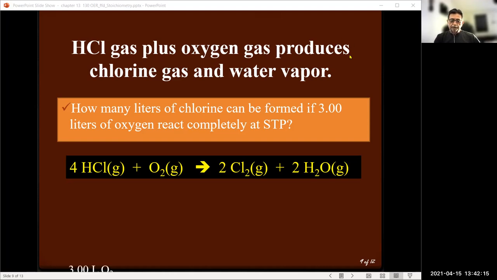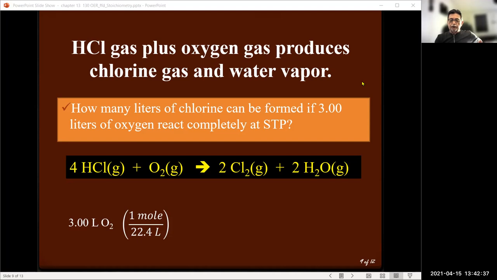Write down what we're given. The question says that we start off with 3.00 liters of O2. All right. Well, we're at STP, so we obviously can use that factor there. That puts us into moles of oxygen.